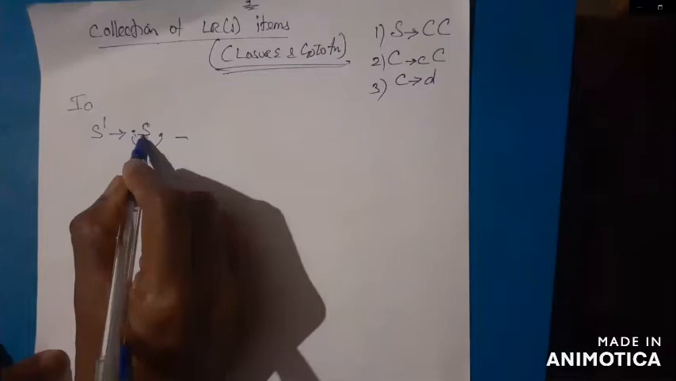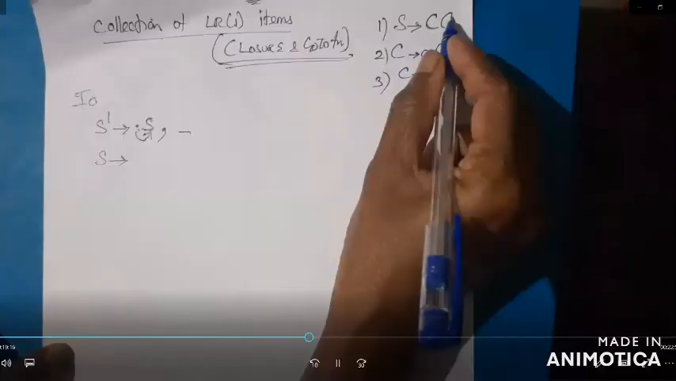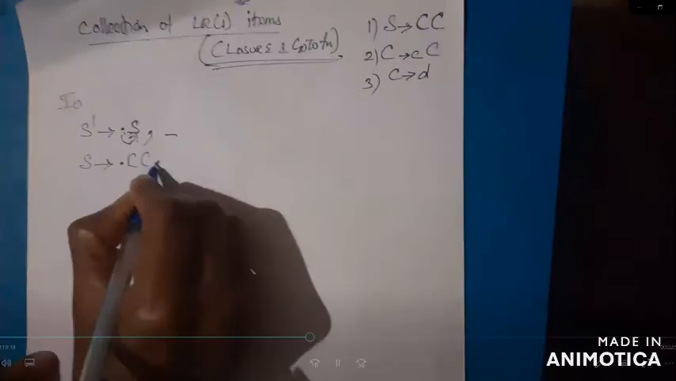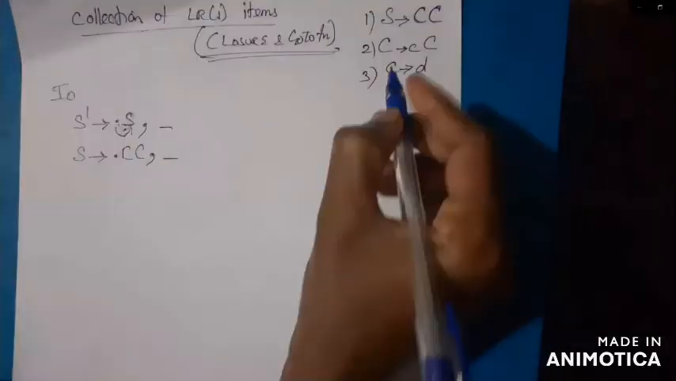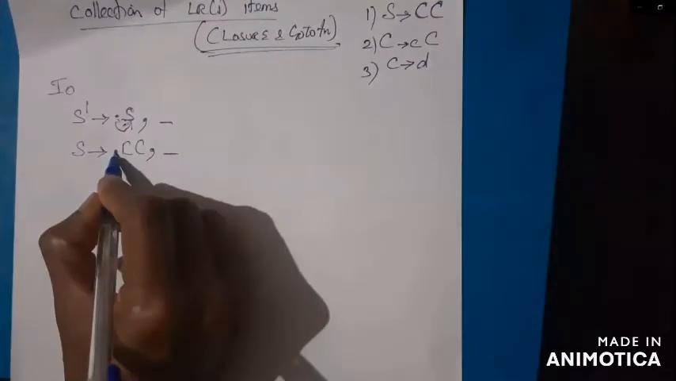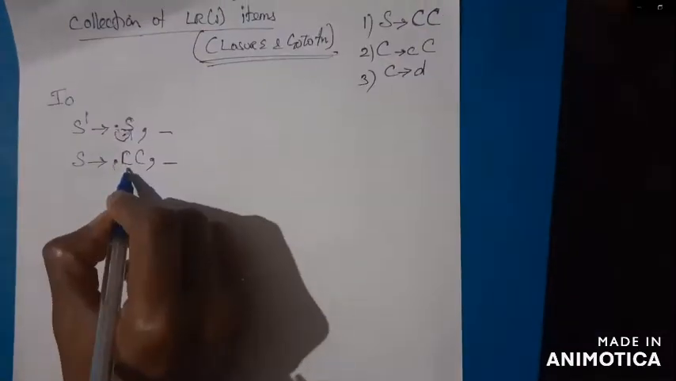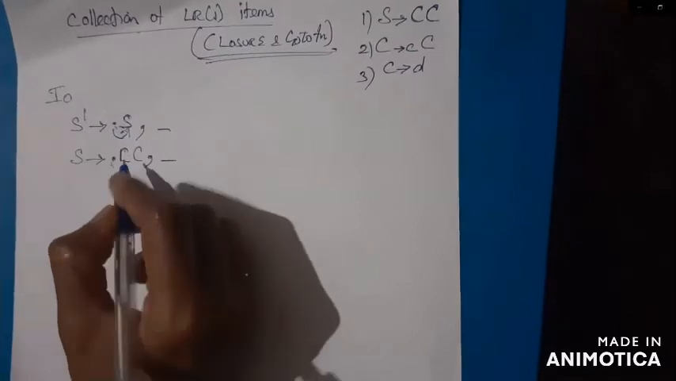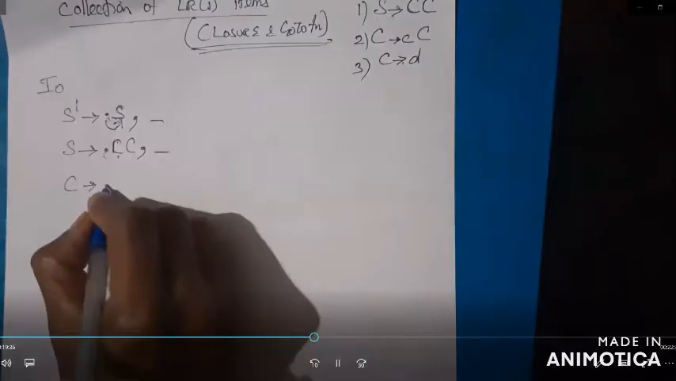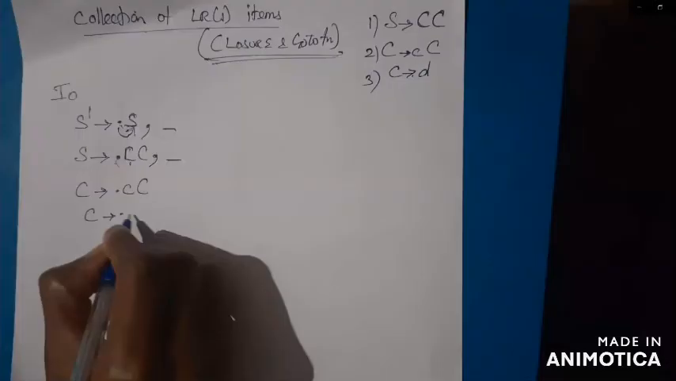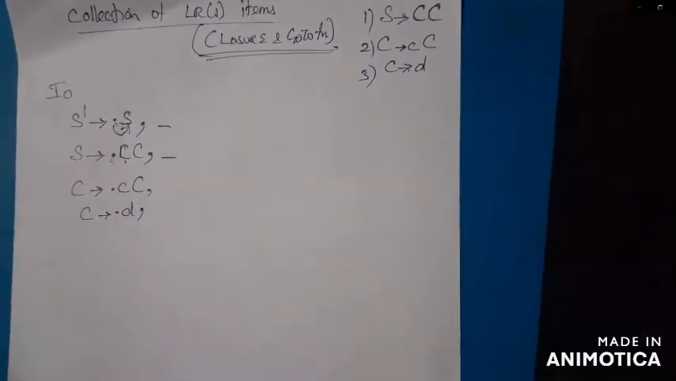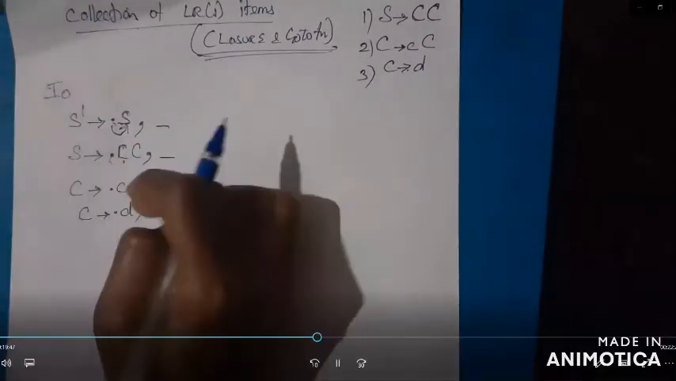So what is the S production here? Only capital C C. So here, dot capital C C, comma, and you have to write the lookahead symbol; how to write it, we will see later. Next, check dot C. The dot's immediate right side is capital C, which is a non-terminal. You have to write the productions of capital C. We have two productions for capital C: one is C tends to dot small c capital C, another is C tends to dot small d, comma.